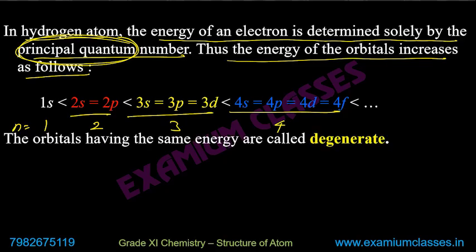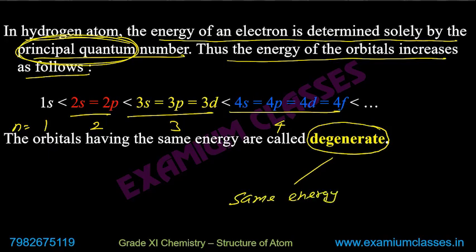The orbitals which have equal energy are called degenerate. I will be using this term very frequently, so memorize what I am saying. Degenerate orbitals are those orbitals which have the same energy or almost the same energy.